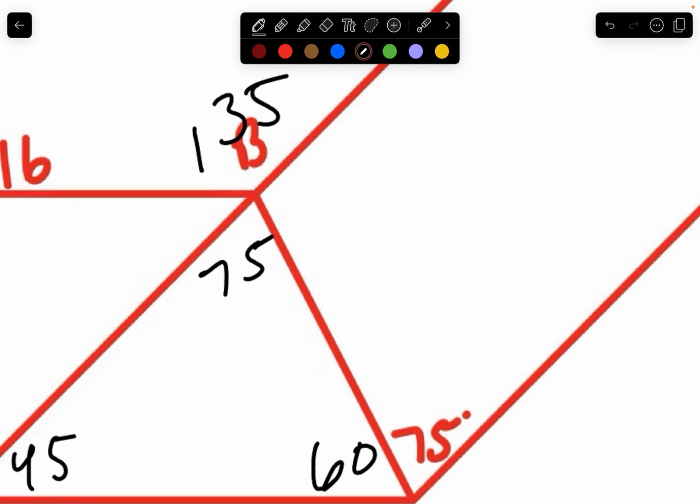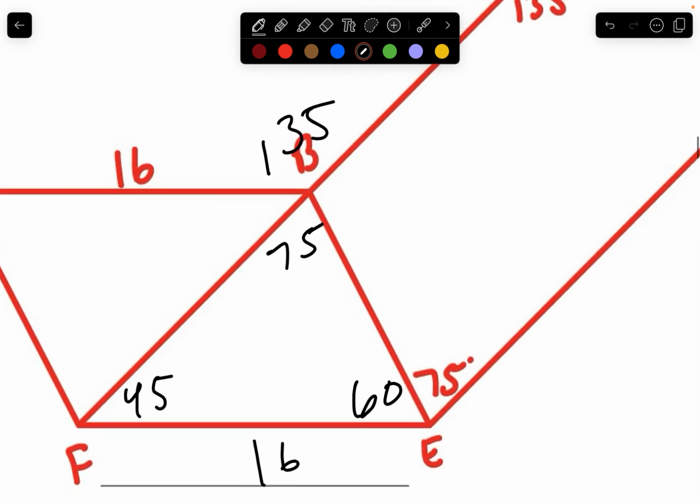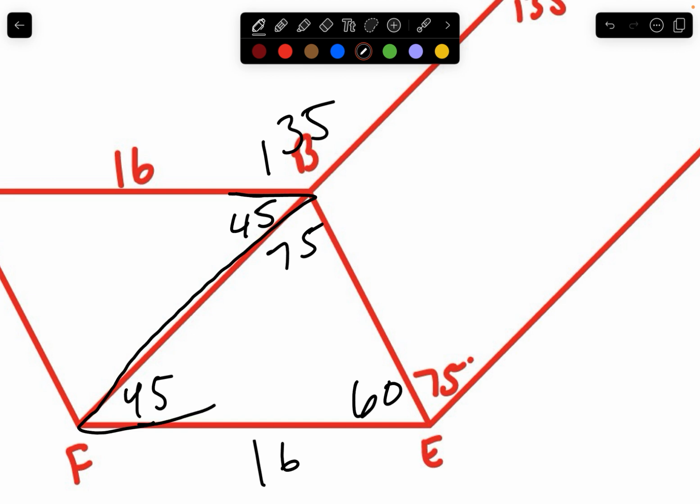Another way to get it is you could know that these two lines are parallel. So this is 45, right? Alternate interior angles, parallelogram. And then these two angles would have to add up to 180. That's another way to get to the same answer there. So this could be 45.